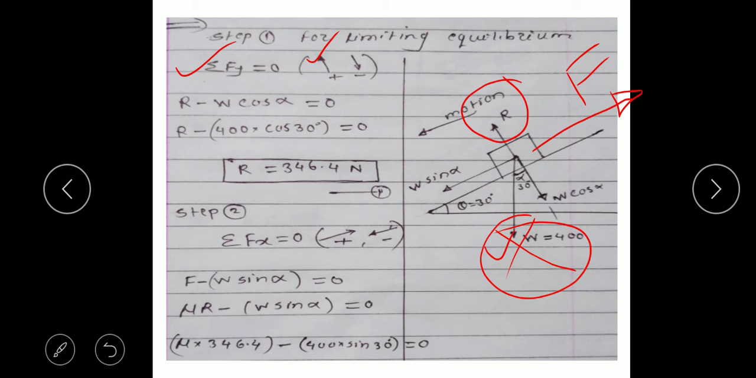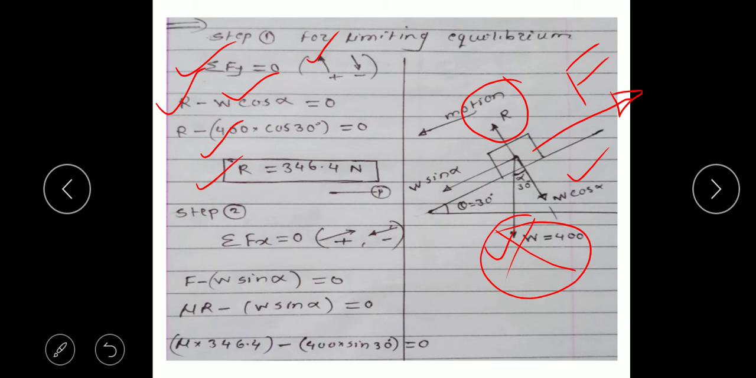Then the next force is W cos theta. These two forces are vertical, so W cos alpha is negative, so R minus W cos alpha equals 0. We know the value of W, so put 400, the alpha value is 30, so we will get the R value, 346.4 Newton. Now come to the second step.